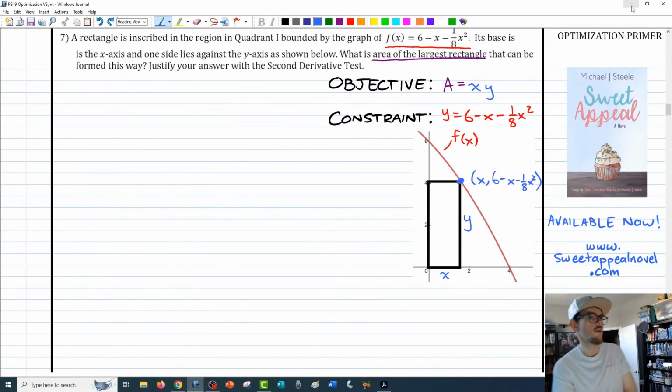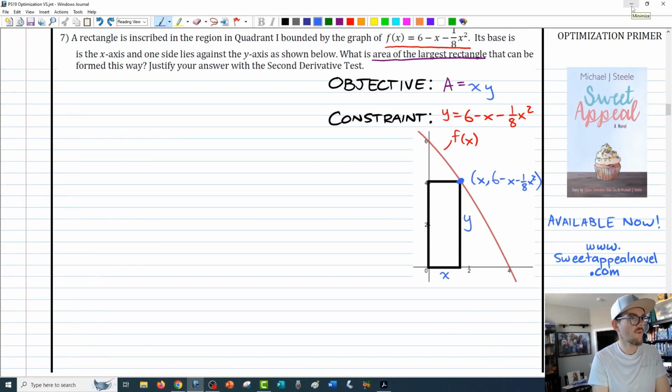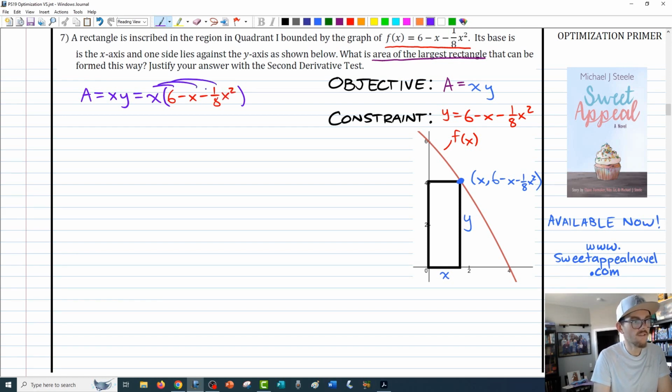So let's do it. To start with, we have that constraint and that objective. Let's bring this stuff together. First and foremost, we have the constraint already established. So if we want to get A as a function of x, we take A equals x times y and transform it into x times that new version of y, which is 6 minus x minus 1/8 x squared. From here, I'm going to distribute the x in, and I get area as a function of the x coordinate we choose, which will be 6x minus x squared minus 1/8 x to the third. And that's a terrible looking 3. I will fix it.